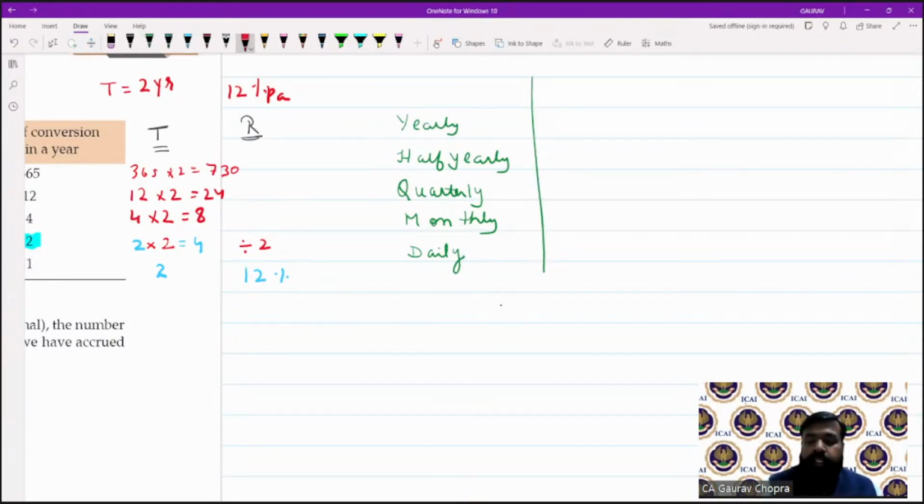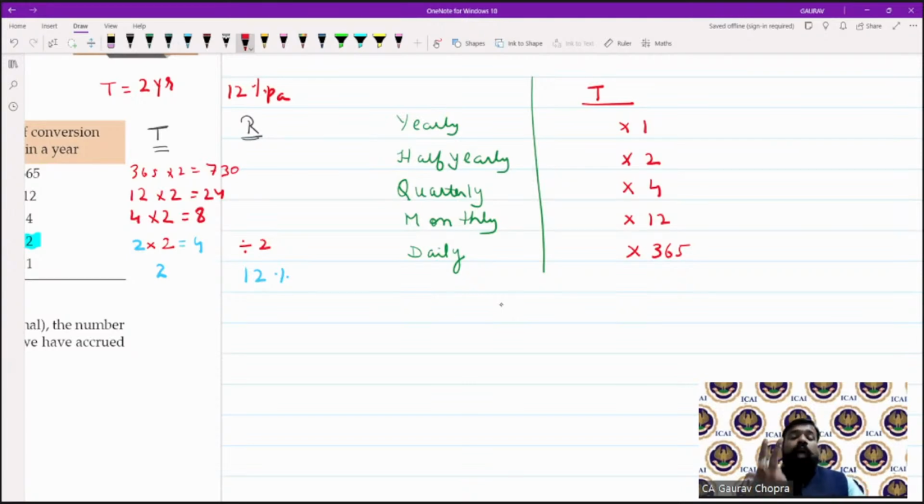Then in such a case, what will we do in time? Yearly means time will remain the same because we have to multiply with 1. Half yearly multiply with 2. Quarterly multiply with 4. Monthly multiply with 12. And daily multiply with 365. Because there are 2 half years in 1 year, there are 4 quarters in a year, there are 12 months in a year, and there are 365 days in a year. That is why we are multiplying by these.